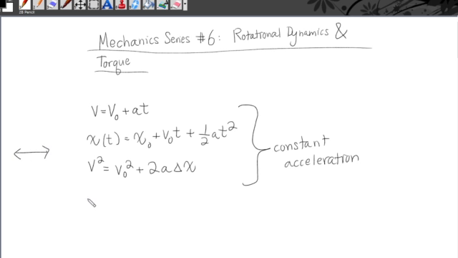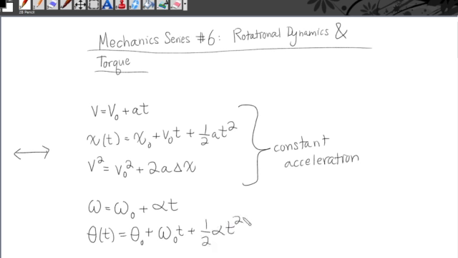And likewise, we actually have another set of very similar kinematic equations for rotational motion. And so the first one is omega is equal to omega naught plus alpha times t. The second one is theta, or theta as a function of time, is equal to the initial angle, which is theta naught obviously, plus omega naught t plus 1/2 alpha t squared.